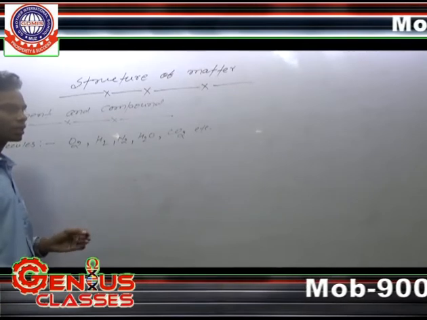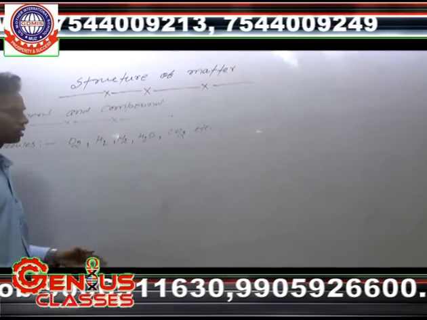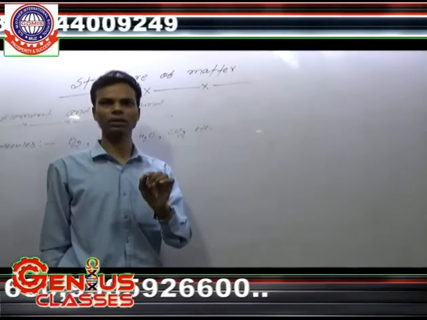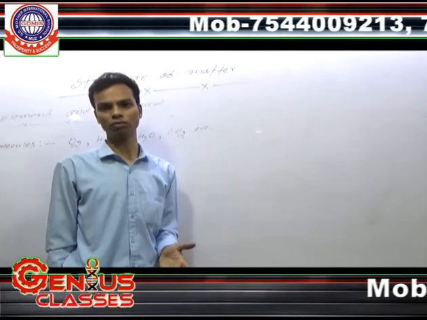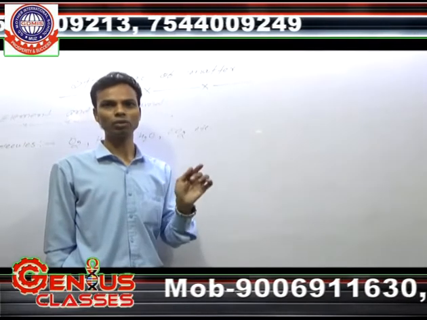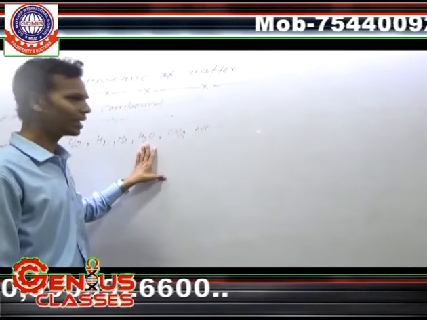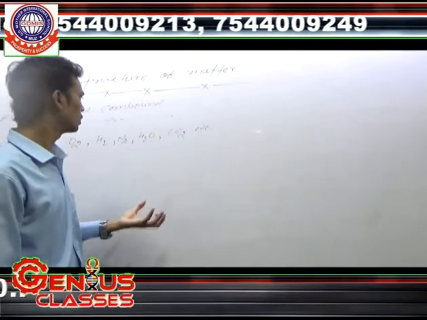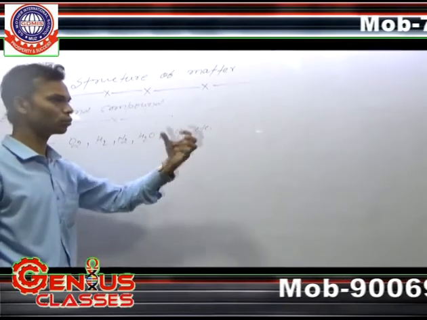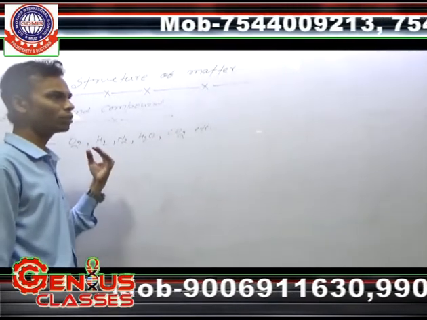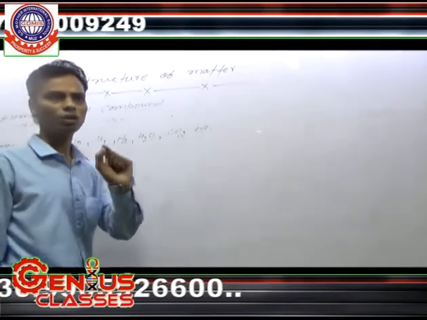If you take some amount of water, even 1 drop of water contains approximately 10^21 molecules of water. 10^21 means 10 × 10 × 10 × how many times? 21 times. So when 10^21 molecules of water combine together chemically, then only 1 drop of water will form.